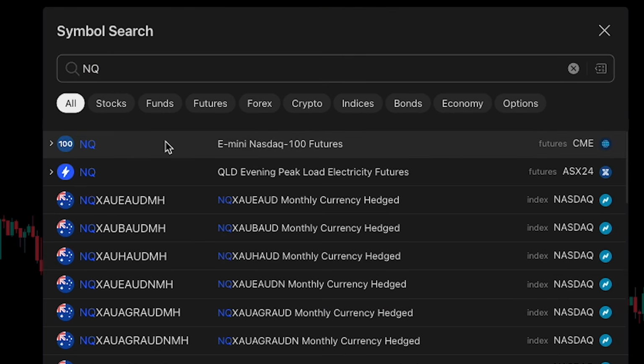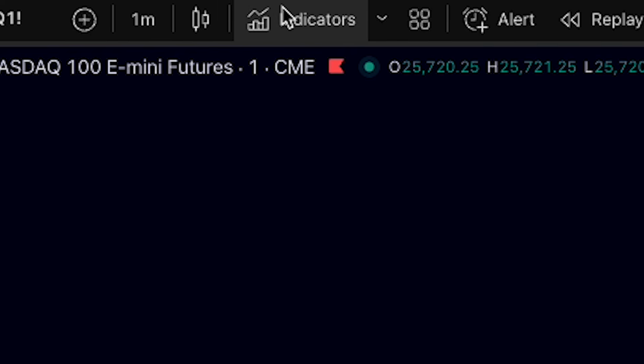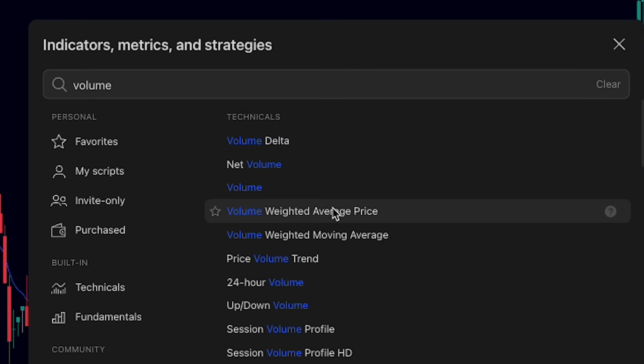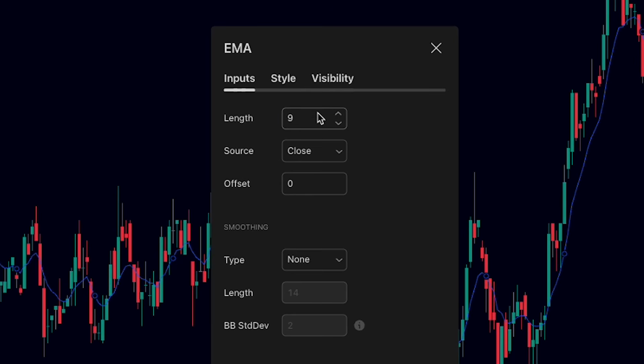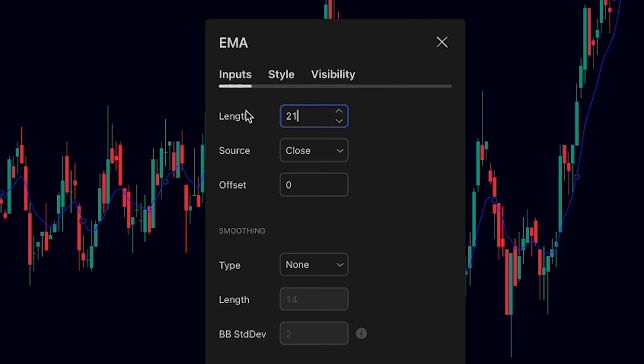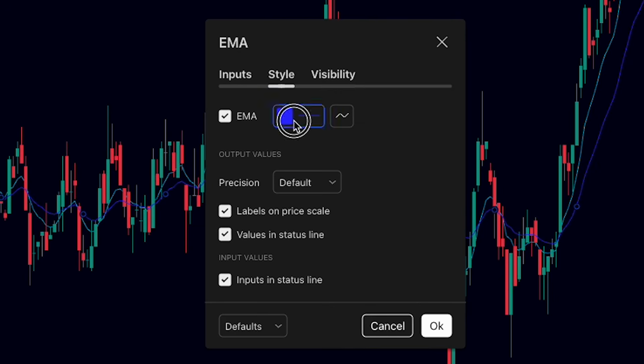First, let's go to tradingview.com and go to NASDAQ futures on the 1-minute time frame. Now let's click on indicators at the top and add exponential moving average twice. Then let's add volume. I'm going to go to one of the EMAs and change the length to 9 and change the color to cyan. Then I'm going to go to the other EMA, change the length to 21 and change the color to yellow.